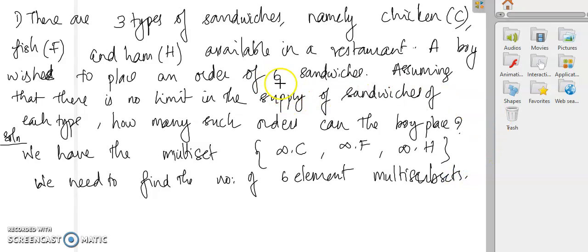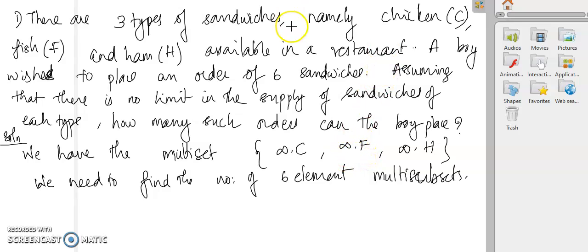So the boy wants to place an order of 6 sandwiches. It can be 6 chicken, or 6 fish, or 6 ham, or it can be 5 chicken, 1 fish, or 2 chicken, 2 fish and 2 ham. So in the 6 orders there can be repetitions. The chicken, fish and ham can be repeated in different ways. So our aim is to find the total number of such orders.